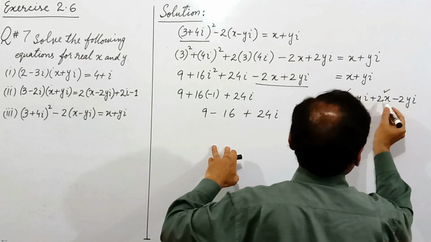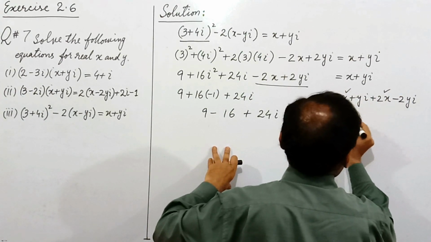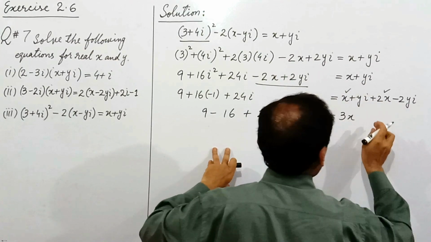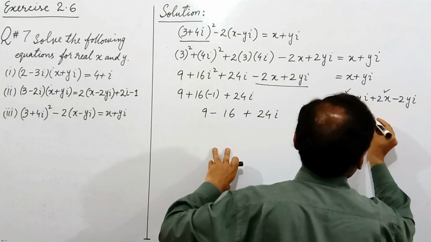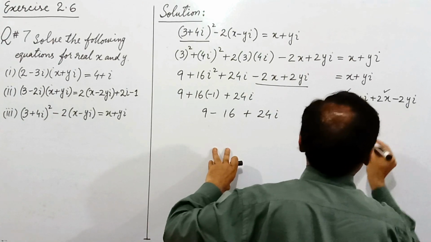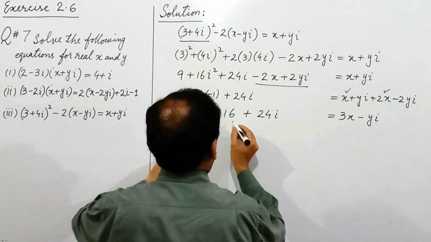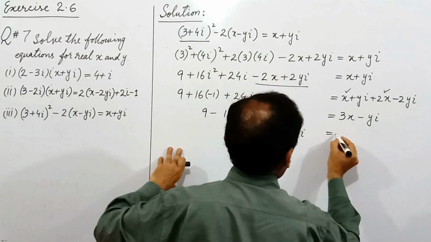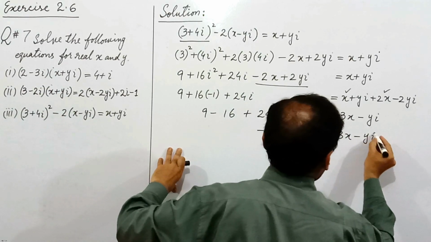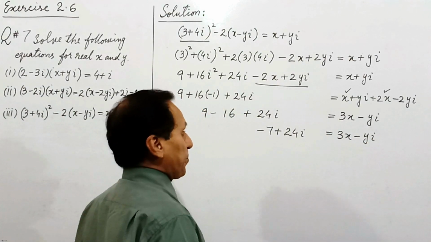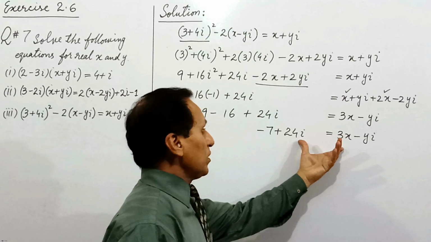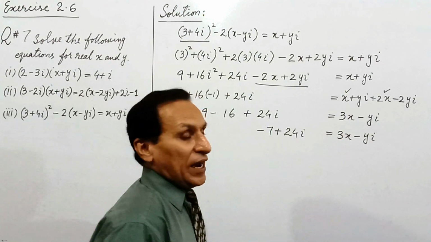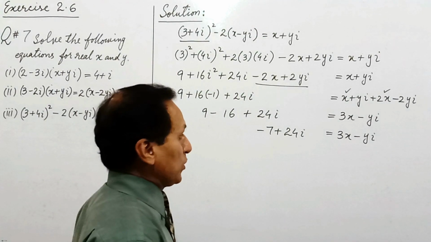the real parts added: x plus 2x is equal to 3x, whereas for the iota terms, the signs are different, so we do subtraction. 1 minus 2, minus 1, means minus y iota we have. 9 minus 16 is equal to minus 7, plus 24 iota is equal to 3x minus y iota. This equation is very simple. Again, we have equal complex numbers on our hand, and we can compare the real and imaginary parts of these two equal complex numbers.